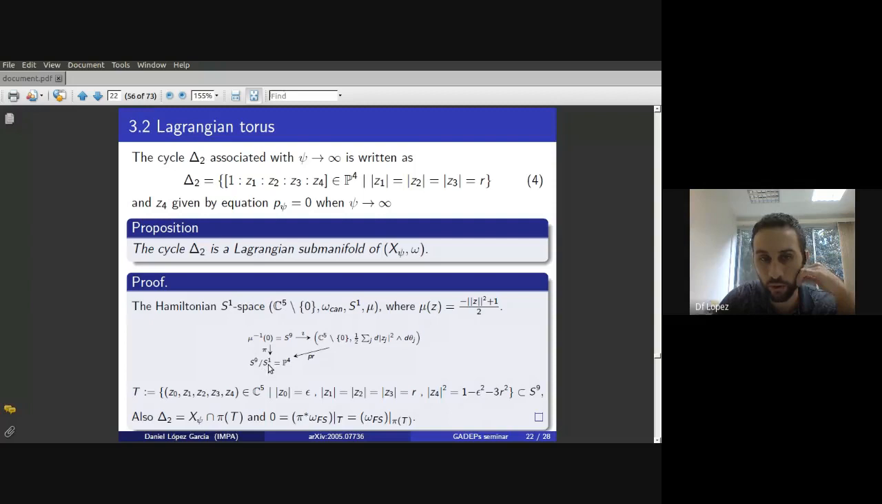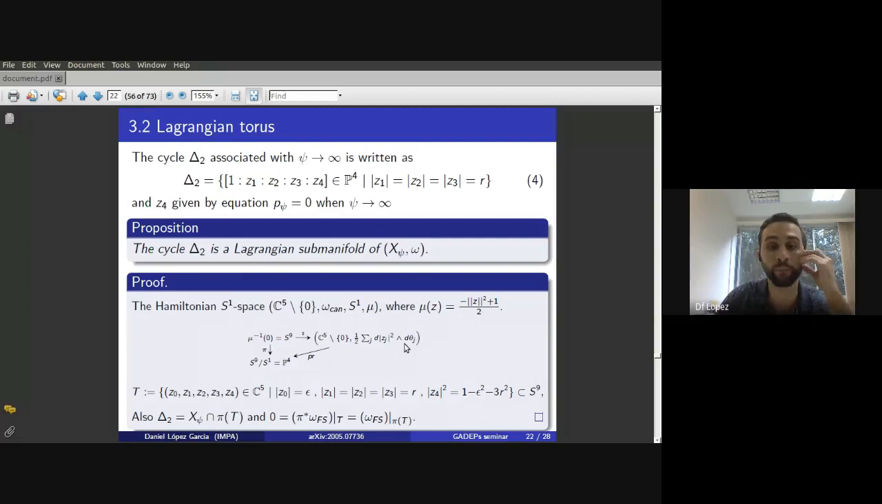And by the Marsden-Weinstein theorem, we have here a symplectic form, which is the restricted symplectic form, and in this case corresponds with the Fubini-Study form. And this symplectic form satisfies that the pullback by pi is equal to the pullback of the form here by the inclusion. So the pullback of the Fubini-Study form corresponds with the pullback of the canonical symplectic form.